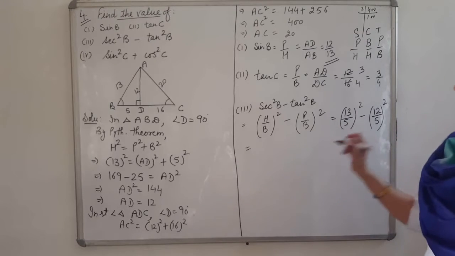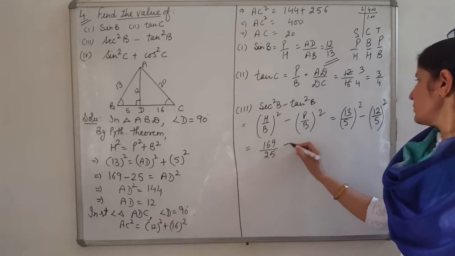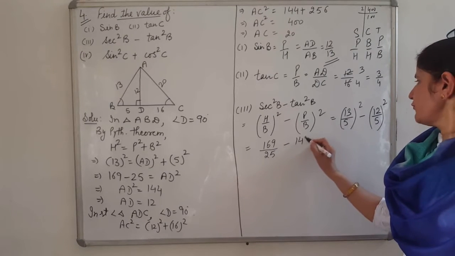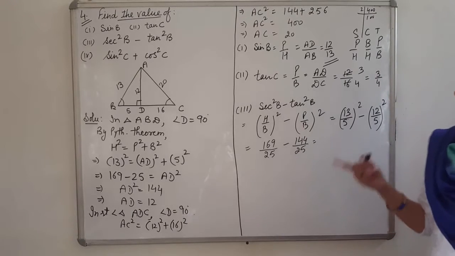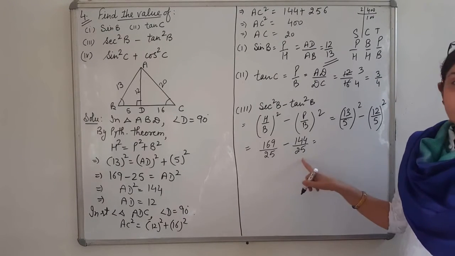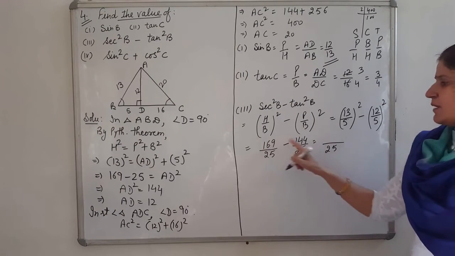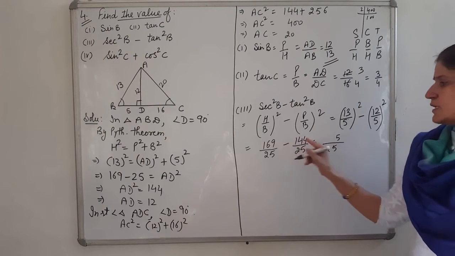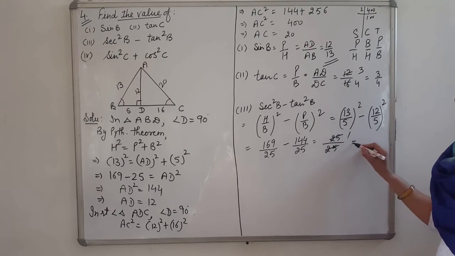Now square of 13 is 169 upon 25 minus 144 upon 25. They are like fractions. What are like fractions? Any fractions whose denominators are the same. So here both are equal, so you can subtract them straightaway. 169 minus 144 is 25. So 25 cut by 25, and our answer is 1.